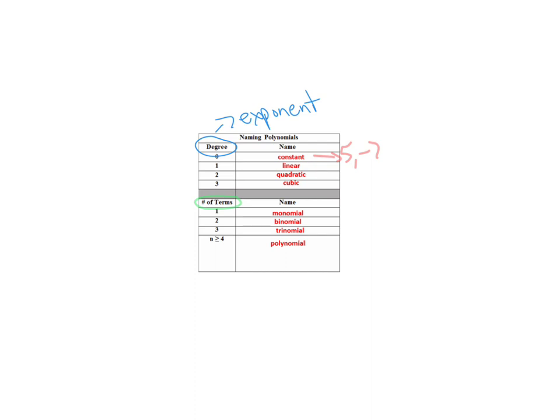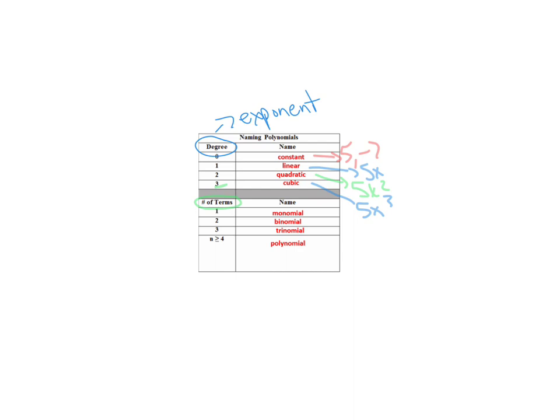If you have something where your degree is 1, your highest exponent is 1, we're going to say that's linear. So that would be something like 5x. You have that variable, but you don't see an exponent, which just means an exponent of 1. Quadratic would be something that has an exponent of 2. Your highest exponent would be 2, so 5x squared. And then cubic would be an exponent of 3. Your highest exponent, so something like 5x to the third.